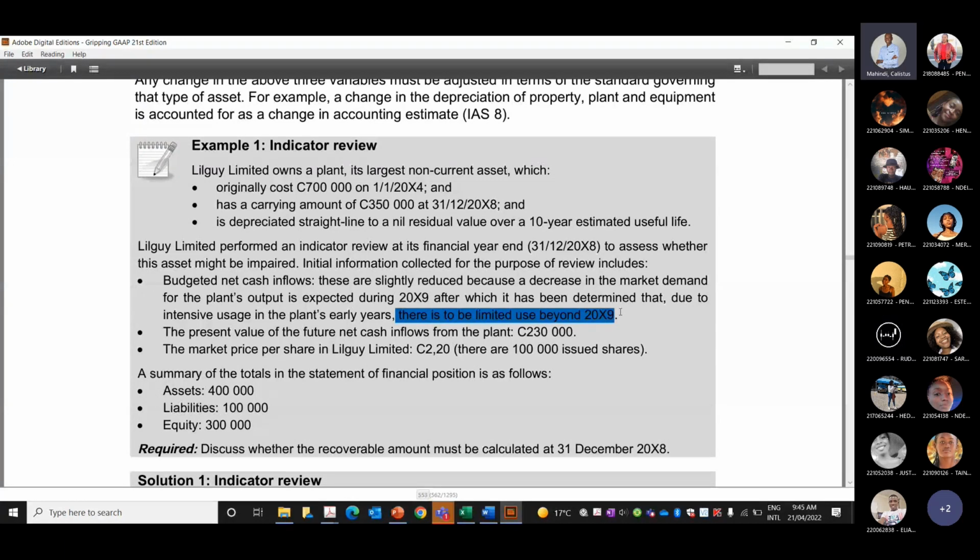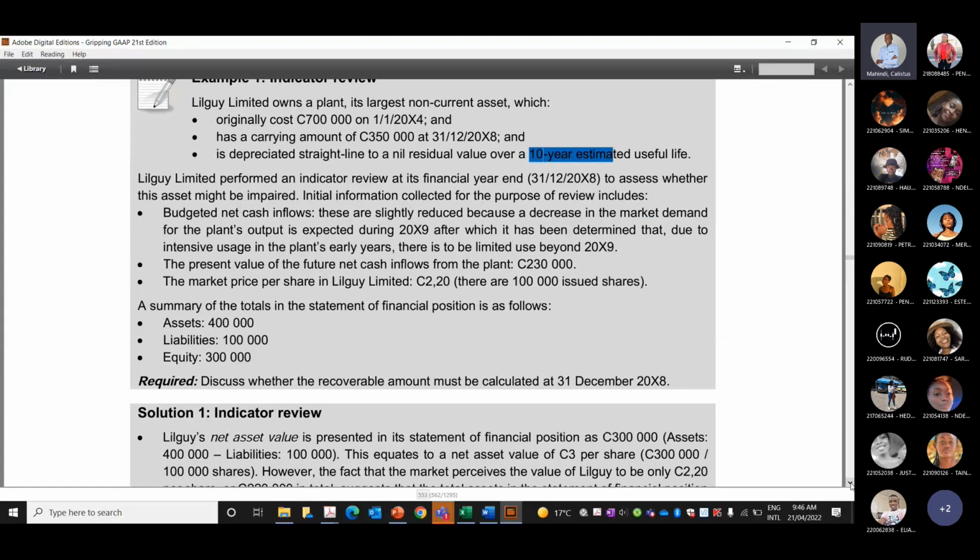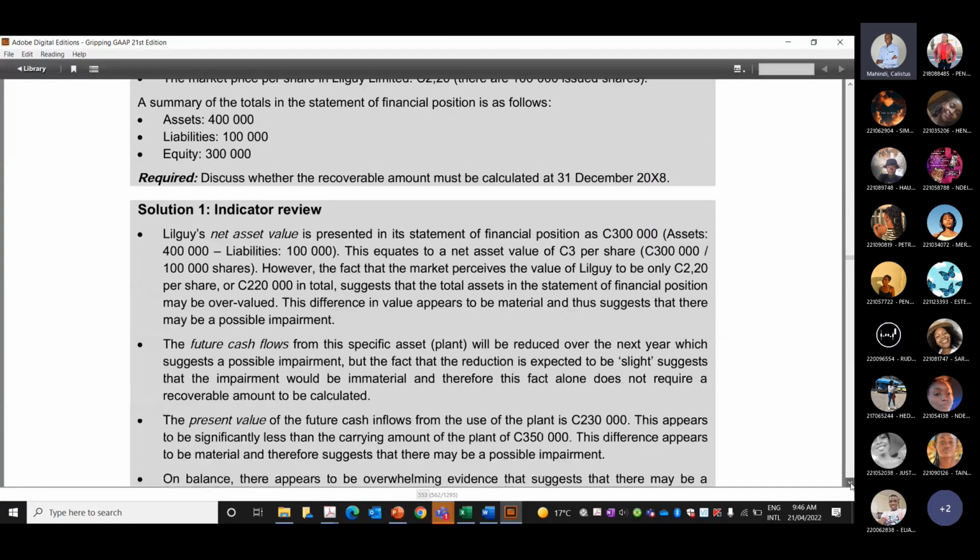So we have to count: 20X4 is 1 year, 20X5 is another year, 20X6 is another year, 20X7, that's the 4th year, 20X8 is the 5th year, and 20X9 is 6 years. So this plant would actually only be used for 6 years, but the estimated useful life was 10 years. So we have to now recalculate our depreciation. So let us look at this.